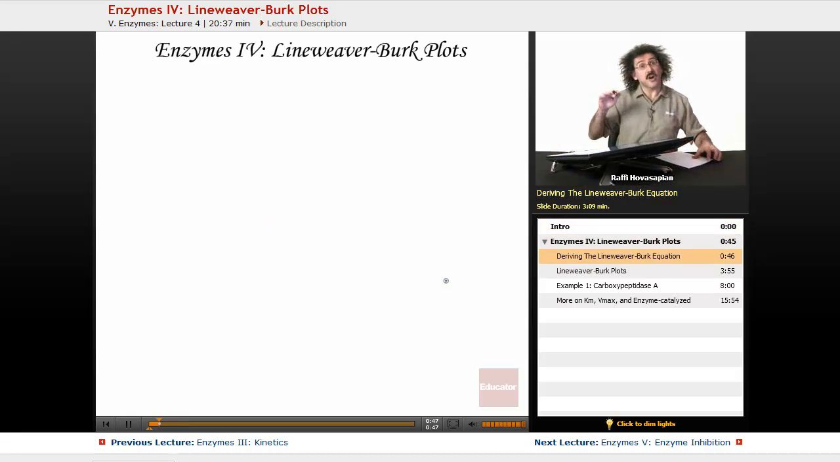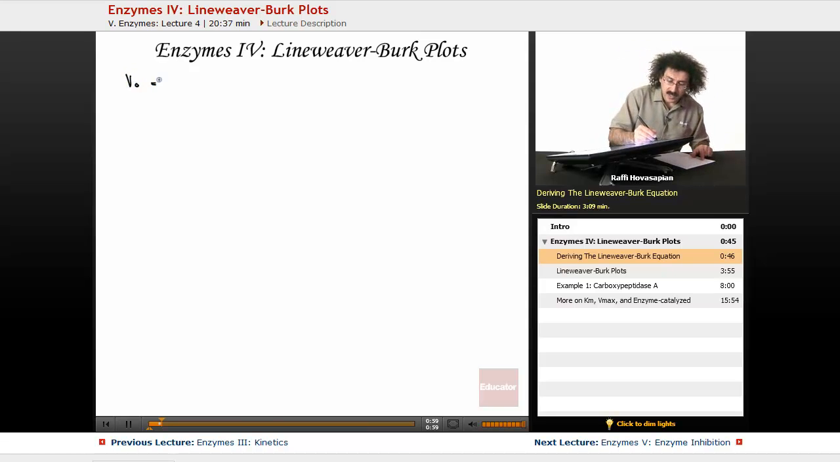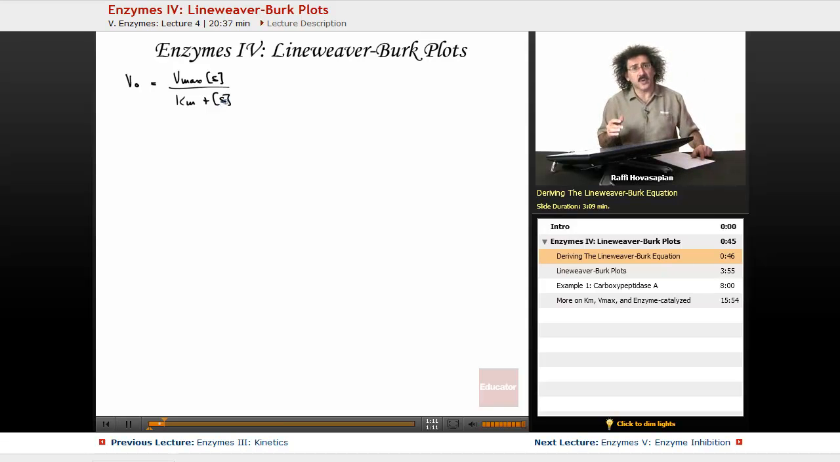Okay, so let's go ahead and start off with our Michaelis-Menten equation again. So we said that the rate of the reaction, the speed at which it's going, is going to equal some maximum velocity times the substrate concentration over this Michaelis-Menten constant plus the substrate concentration. So this is our initial equation.